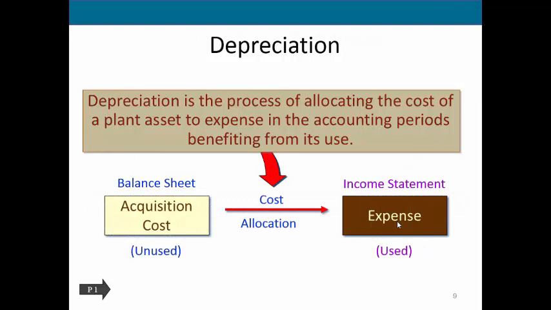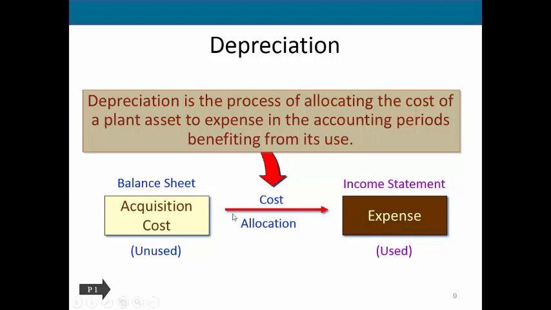As I've mentioned, depreciation is simply the process of allocating the cost of a plant asset and expensing that through the accounting periods in which it was useful, or in other words, whenever this asset was being used to make revenue, we want to match the expense that shows the wear and tear on this asset. And we do that through recognizing depreciation.